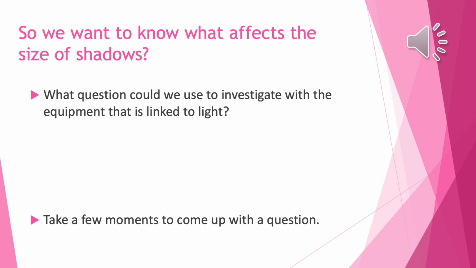Our lesson today is going to really focus on what affects the size of a shadow, because sometimes you can have a very small shadow, but sometimes you can have a really big shadow. So I want you to take a few moments and come up with a scientific based question that we could investigate, and we could use equipment, a torch and a few objects to find out what affects the size of shadows. So take a few moments to come up with a question, and then I will show you a question that I think is perfect to investigate. You might want to rejig it afterwards.